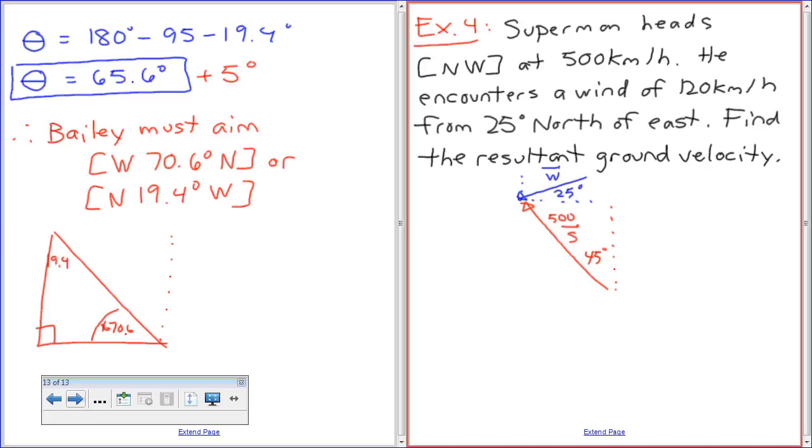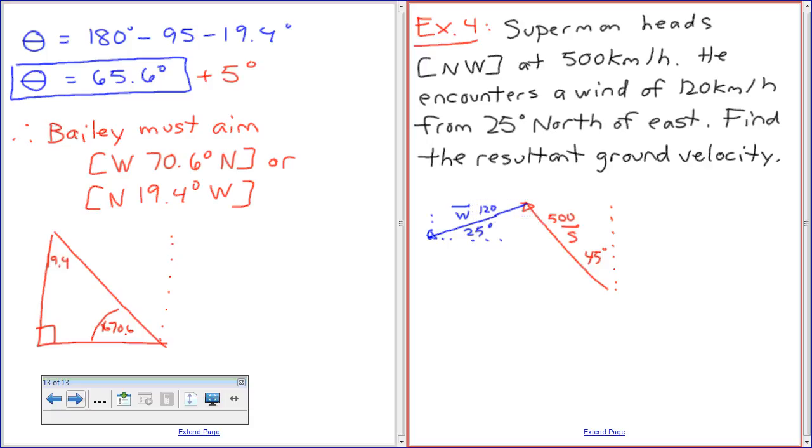Now, unfortunately, you can't add a vector to look like that. The vectors do not add like that. How does the vector add instead? So I'm going to move that wind vector down like that.